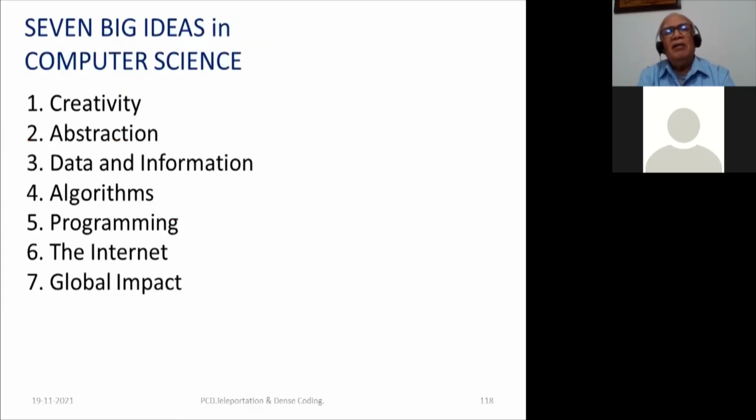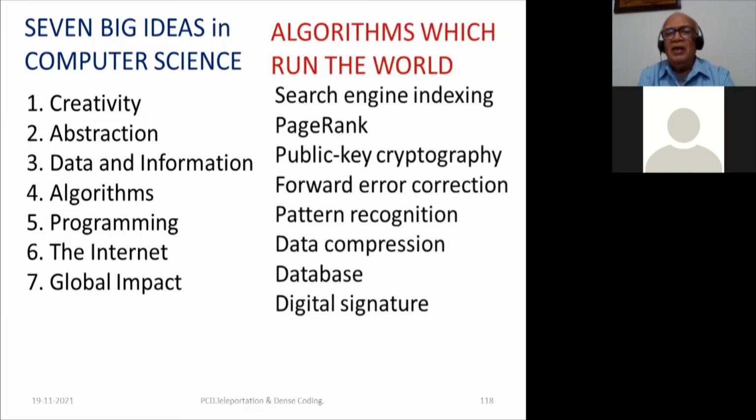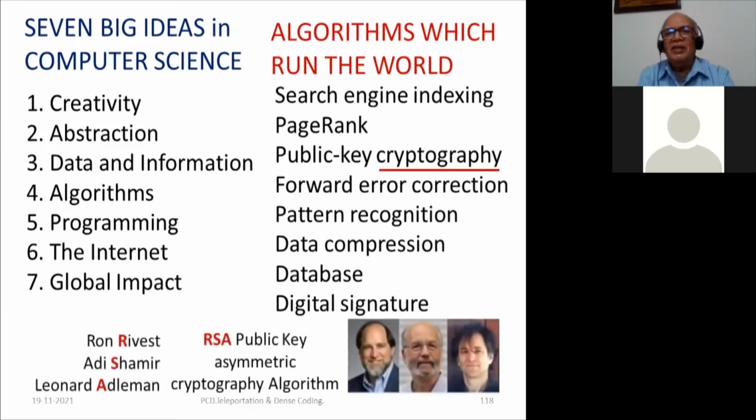And these are some of the great ideas in recent times in developments in computer science. If you talk about some of the greatest ideas, they deal with creativity, abstraction, data, information, algorithms, programming, internet, global impact. And these are the algorithms which actually run the world. We use the internet, public key cryptography, pattern recognition, data compression. So these are the important advances in computer science.